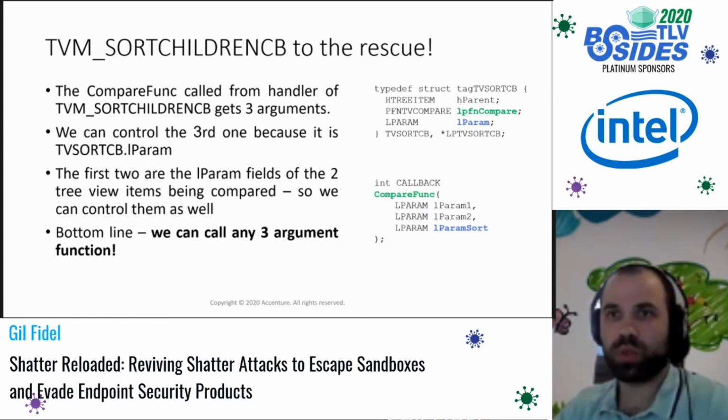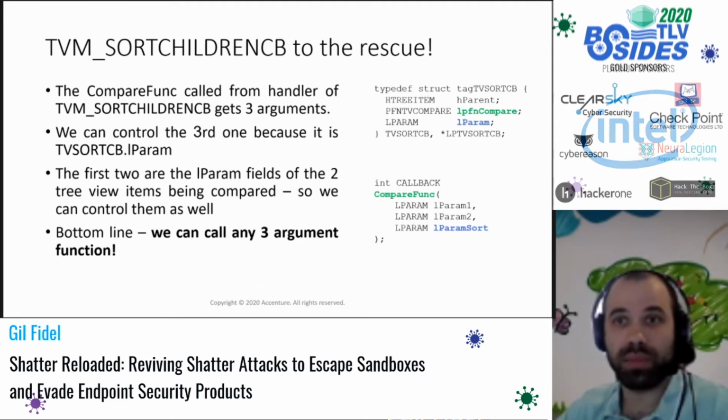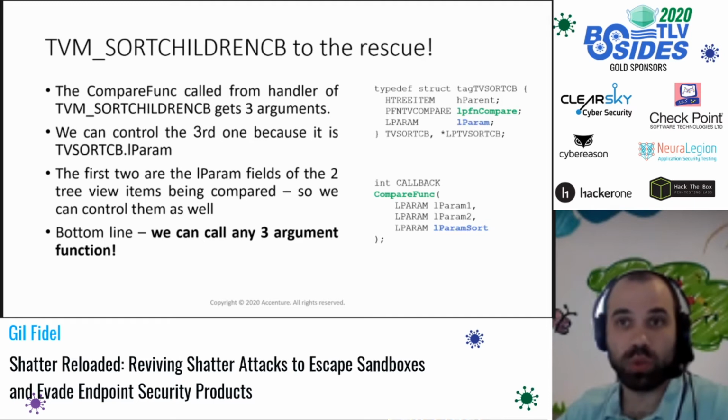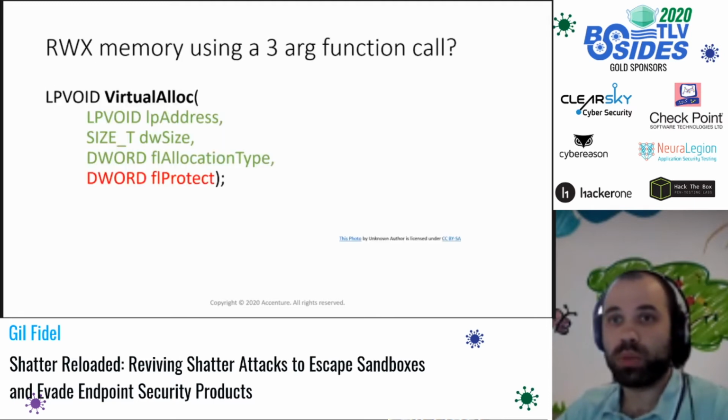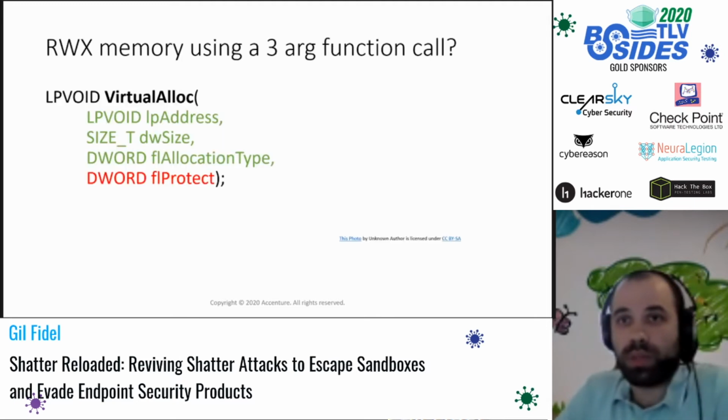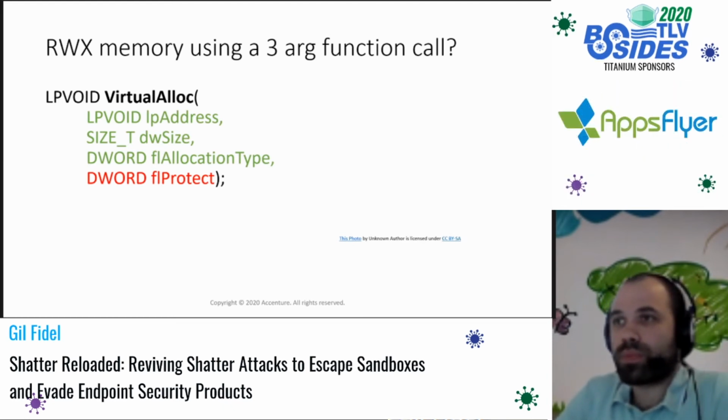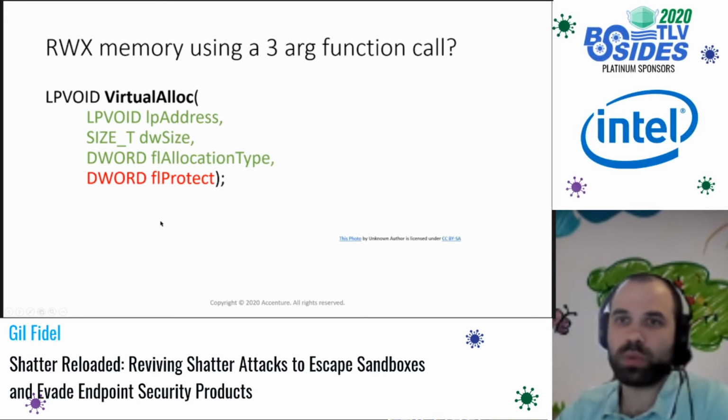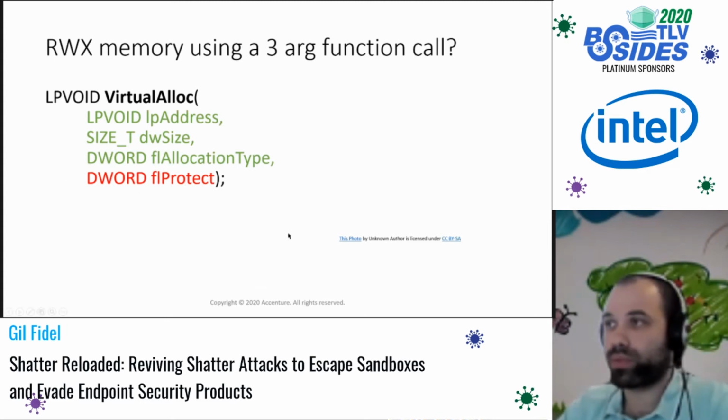Then we started looking for a function that we can call that might help us gain some executable memory to use. The first one we thought of was, of course, VirtualAlloc. VirtualAlloc looks good. The first 3 arguments we can control. The problem is that the last one, which is the most important one because it contains the protection flags, is actually out of our reach. That's the first argument. So we were sad.